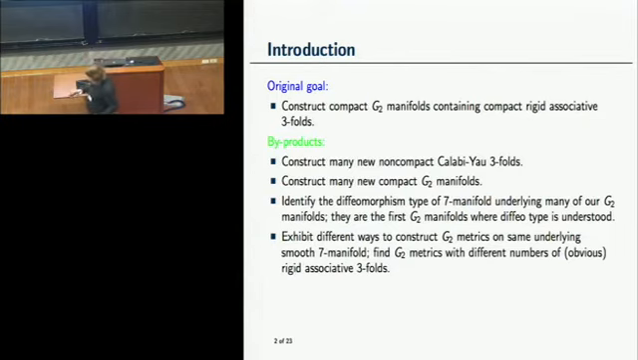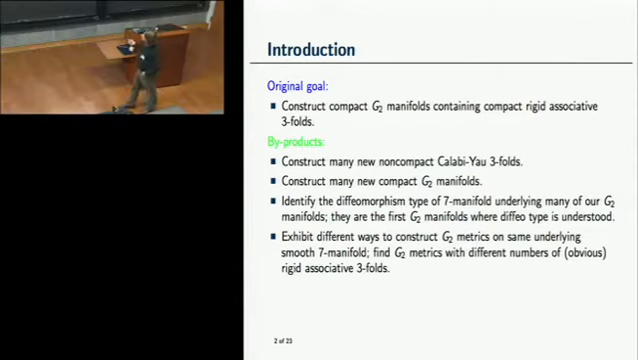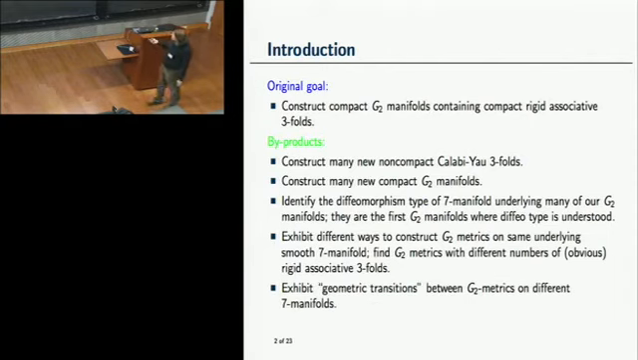So it kind of begs the question, and the tools don't really exist to detect this at the moment, but it gives candidates for G2 metrics on the same 7 manifold that may or may not belong to the same connected component of the space of all G2 metrics. Certainly the way that they arise, there's no obvious link between them. Then there's a final thing which I probably won't have time to stress today, but by analogy with some geometric transitions for Calabi-Yau metrics, there is something similar going on in the G2 world.